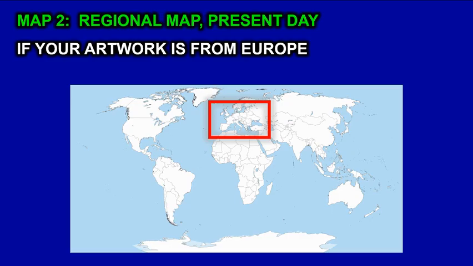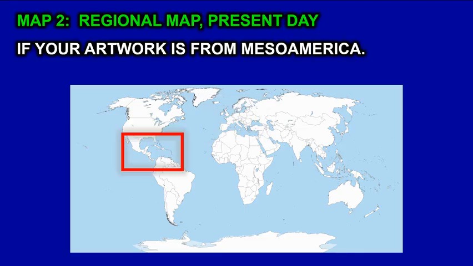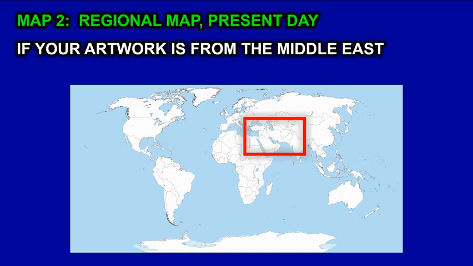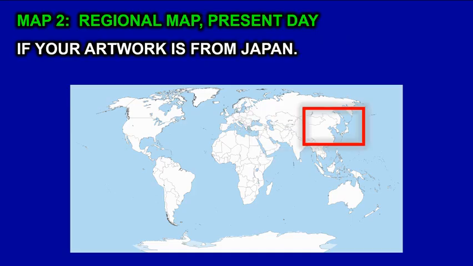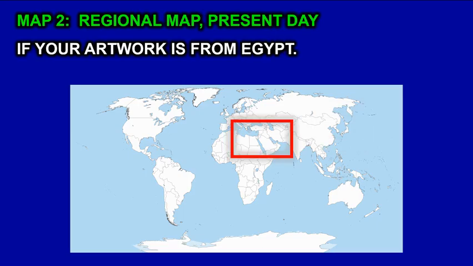All right, so the regional map is you're going to zoom in, and I would kind of prefer that you zoom into the continent or something of that nature. That's what I'm going to call the regional map. If your artwork is from Europe, your regional map is going to be a map of Europe. If your artwork is from Mesoamerica, your regional map is going to be of Mesoamerica. If your artwork is from the Middle East, it'll be in that area. If it's from Japan, it'll be that with a little bit of Asia in it.